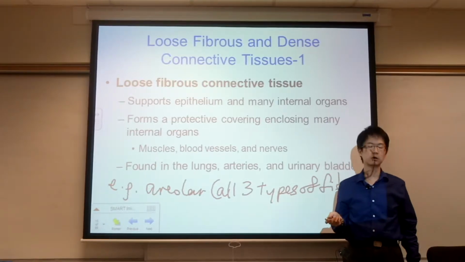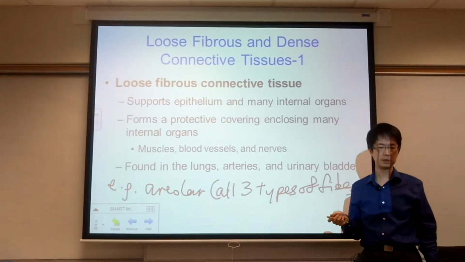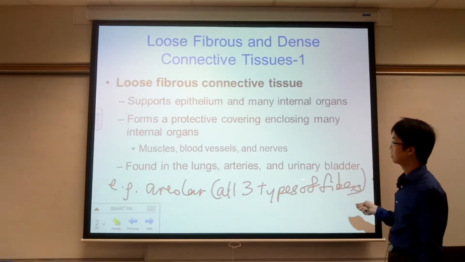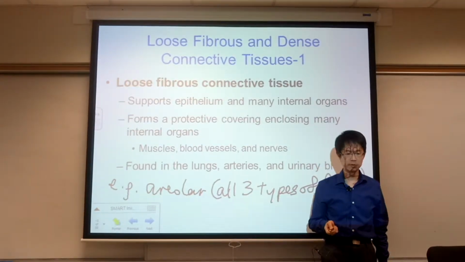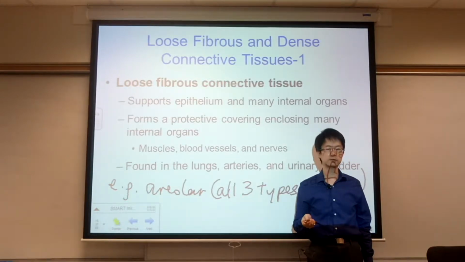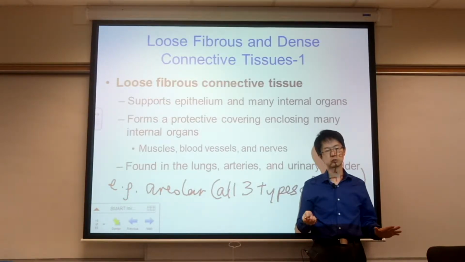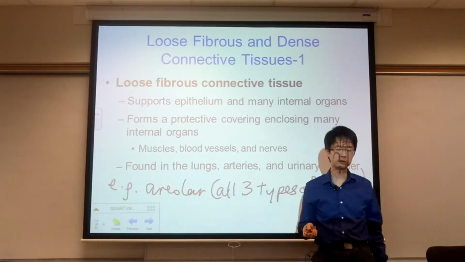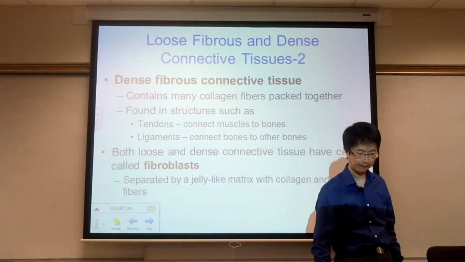Areolar, we also call it connective tissue proper. It has all three types of fiber. As we mentioned previously, connective tissue has two components, the connective tissue cells and the matrix. And inside the matrix, we have three types of fiber: collagen, elastic, and reticular. And this areolar has all three types of fibers.